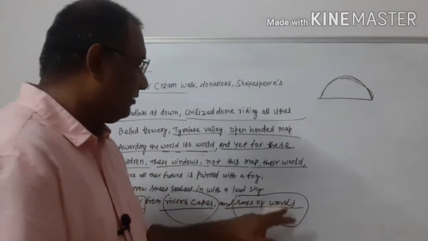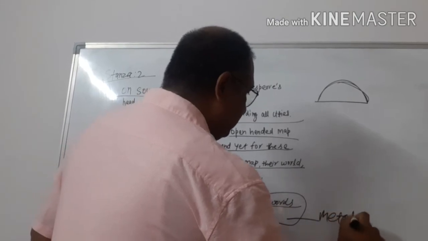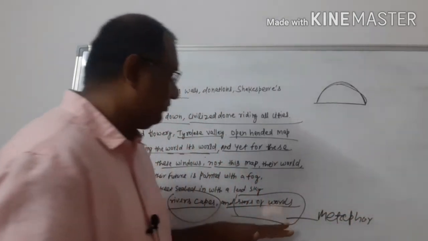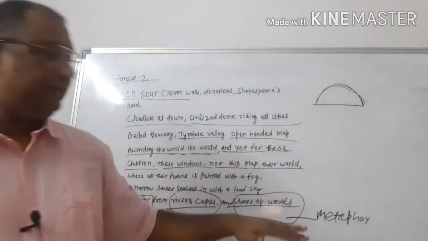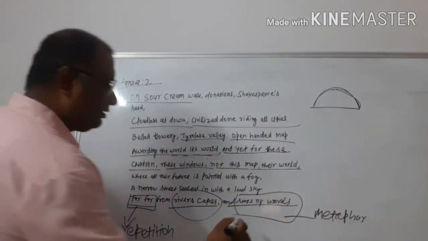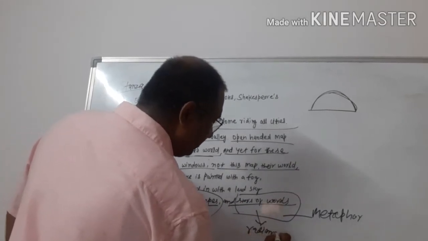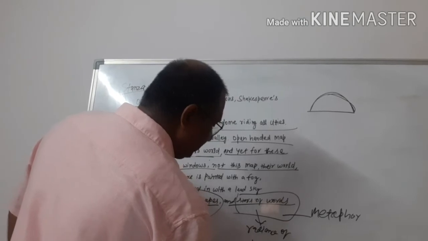Stars of words, this is a metaphorical term. Why is this a metaphor? Because it refers to something else. It is referring to the radiance of knowledge. The stars of words refers to the radiance of knowledge.